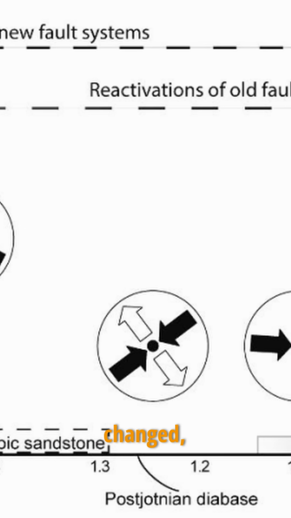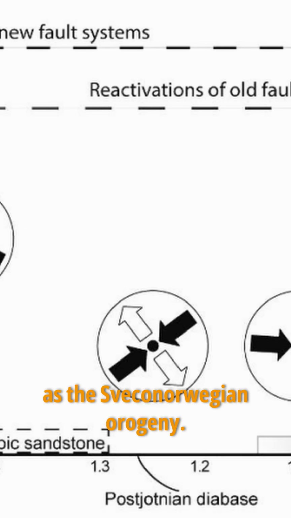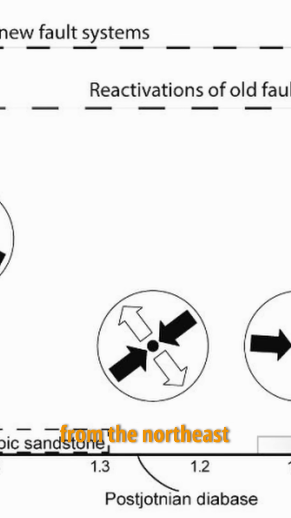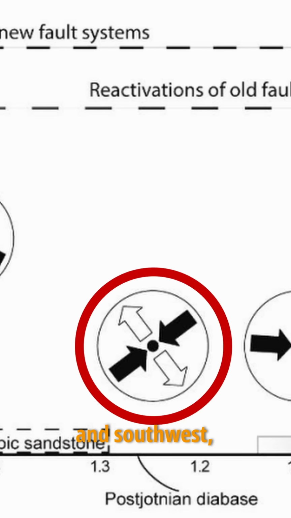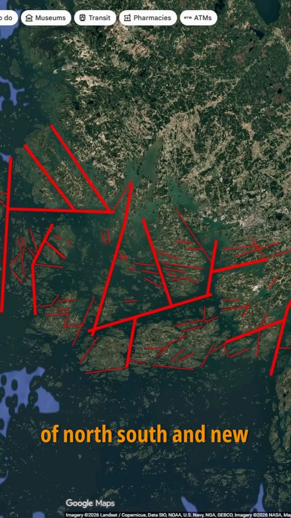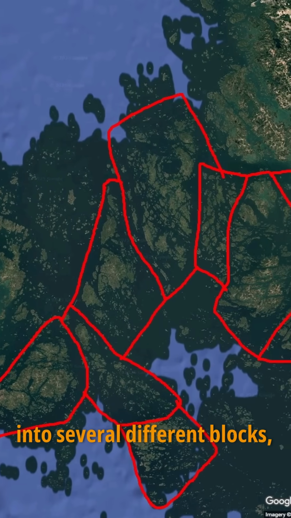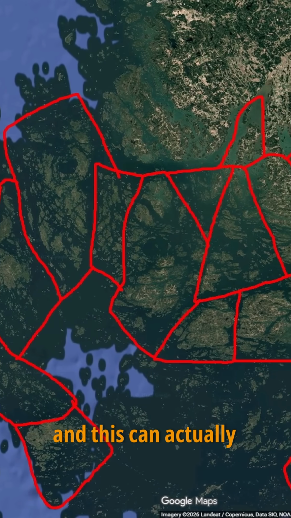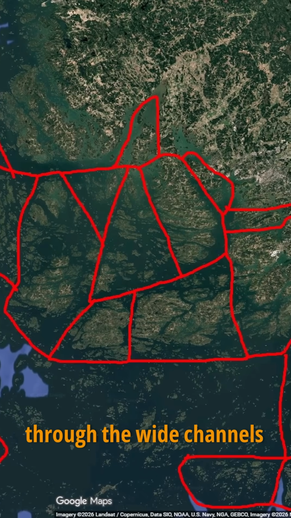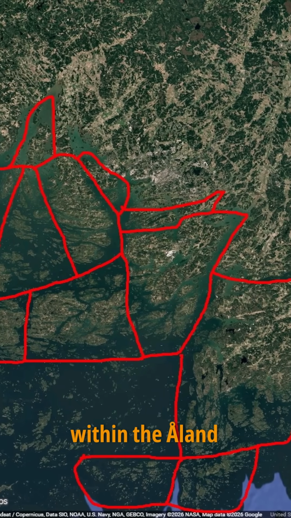Then the compression changed, and this is because of an event known as the Sveconorwegian orogeny. This created compression from the northeast and southwest, and it created a complex combination of north-south and new east-west fault lines. But it didn't only create new fault lines, it also broke the crust up into several different blocks. And this can actually be seen today through the wide channels within the Åland archipelago.